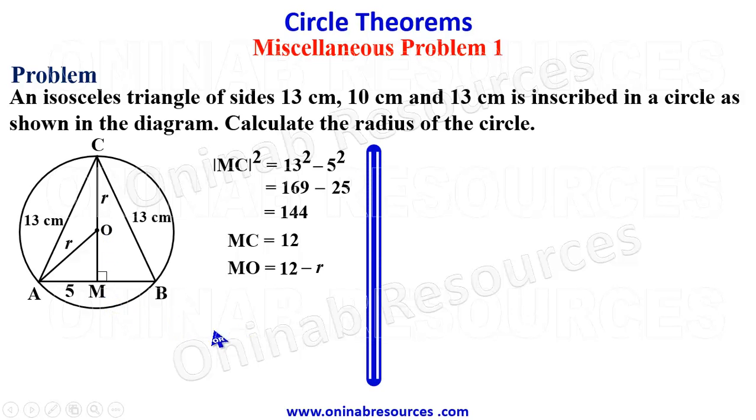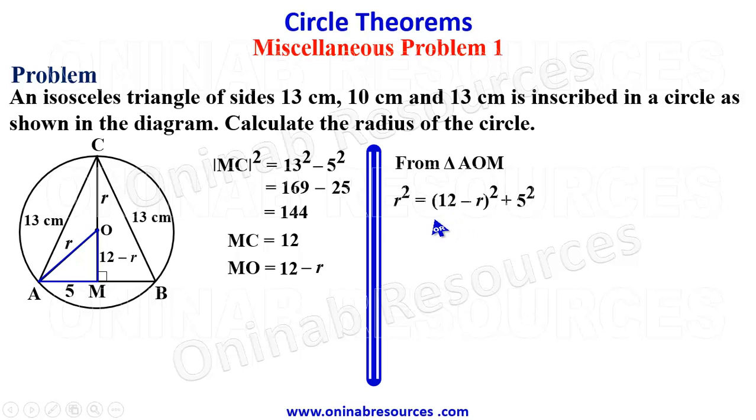We then go ahead now to look at triangle AOM. If you look at that triangle, it's also a right angle triangle, and we have just stated that MO is 12 minus R. We can also use the Pythagoras theorem now to get our value of R, since we have one unknown here. So using Pythagoras theorem, this is the hypotenuse. We have R squared equal to (12 minus R) squared, plus 5 squared.